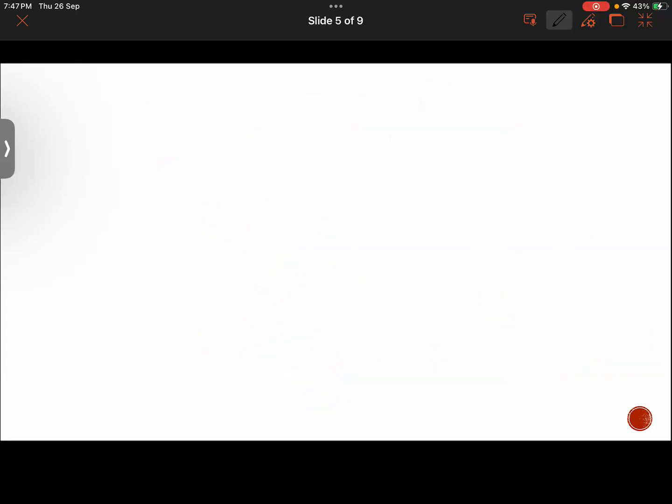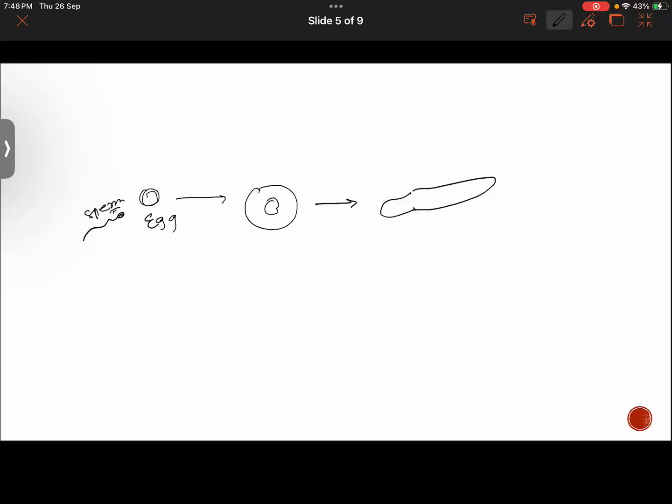For example, this is the egg of a frog, and this is fertilized with a sperm. When the sperm fertilizes the egg, it will continue to grow. It grows and grows, kind of like this, and then further it grows like this.